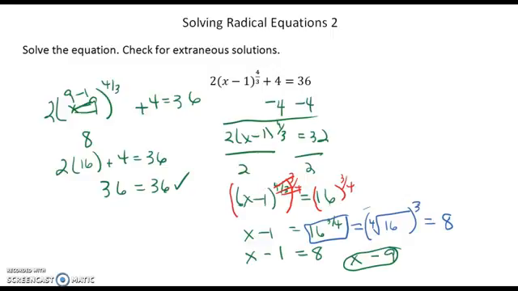Hope that makes sense. Just watch for inverses or reciprocals of powers to get rid of an old power. Okay, let's try one more. Now this next one is much more difficult.